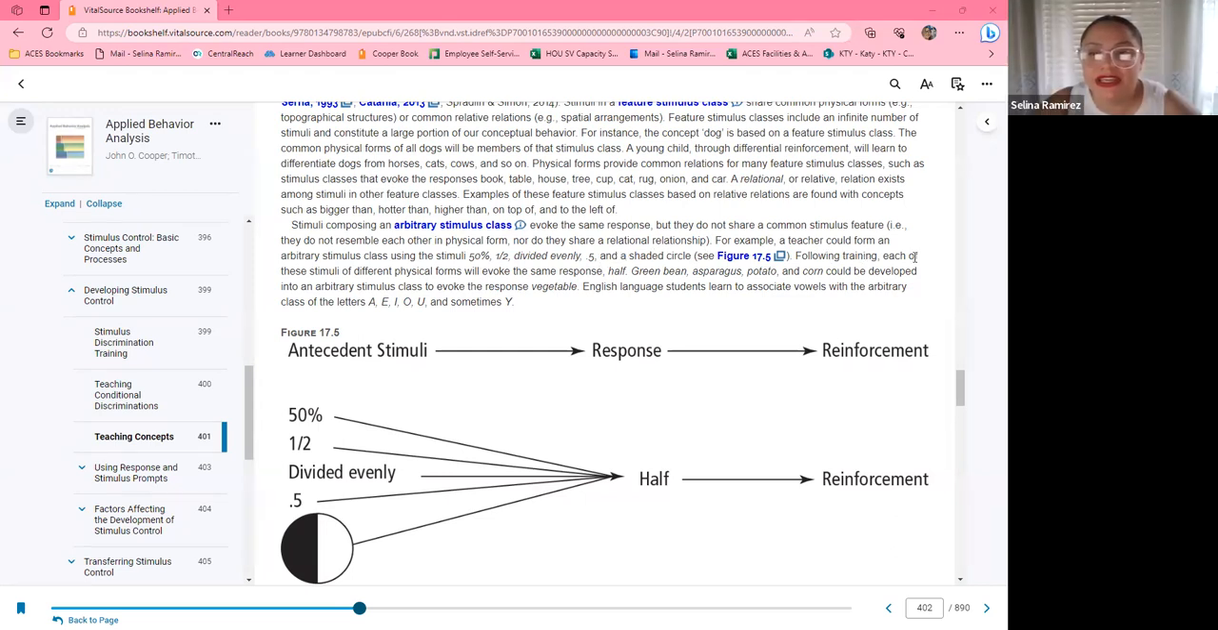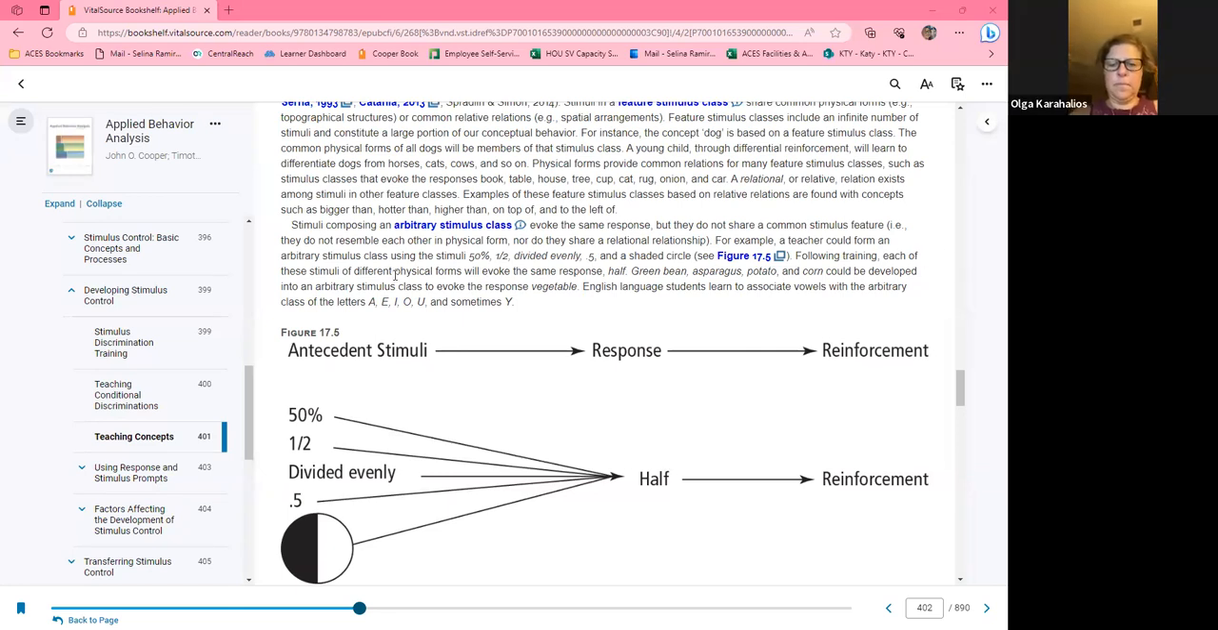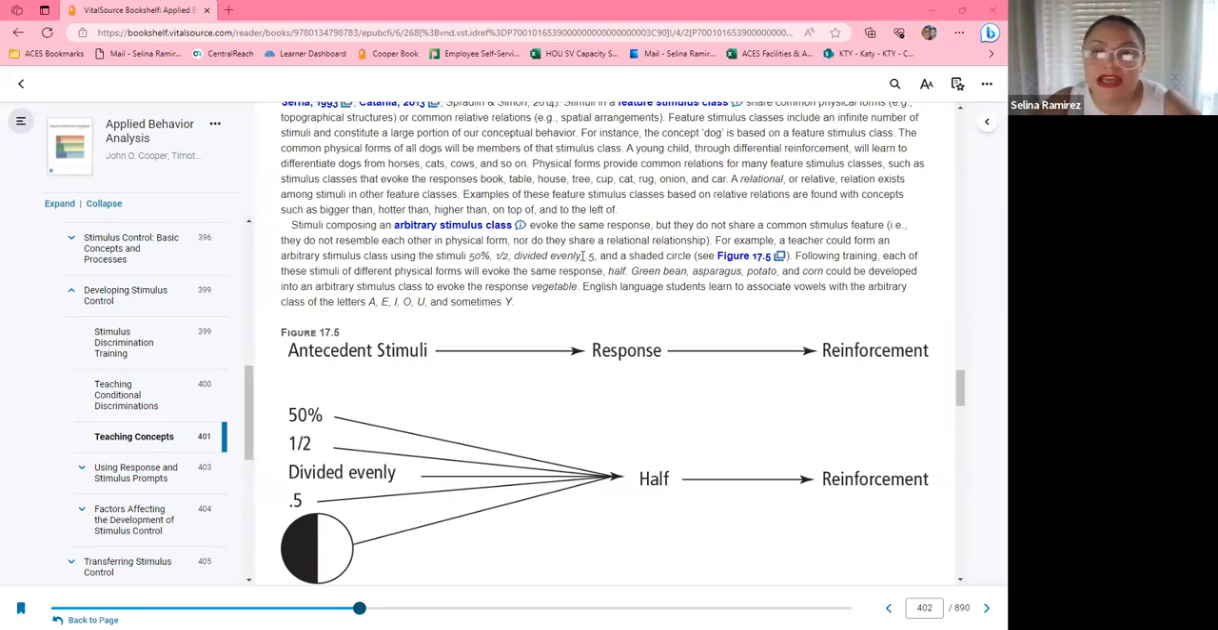Following training, each of these stimuli of different physical forms will evoke the same response. Okay, they all mean half, but they don't share the same physical features. So they don't look alike, but they all mean the same thing. So those are going to be your arbitrary stimulus class.